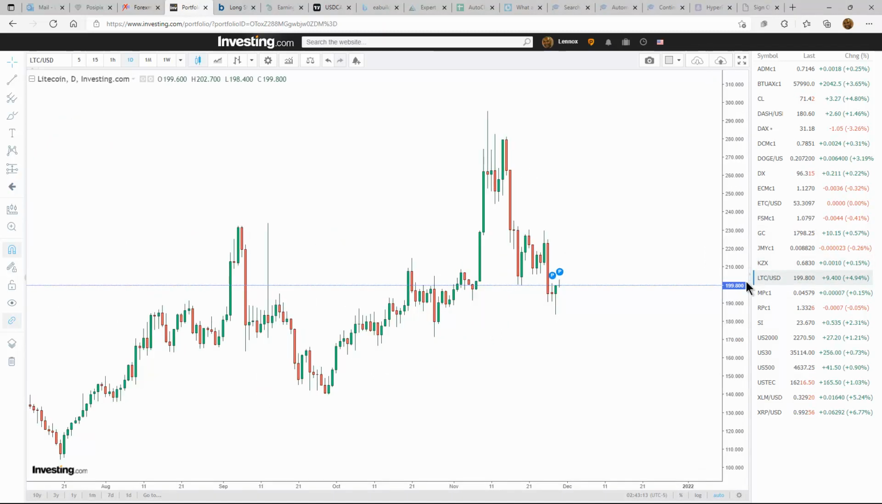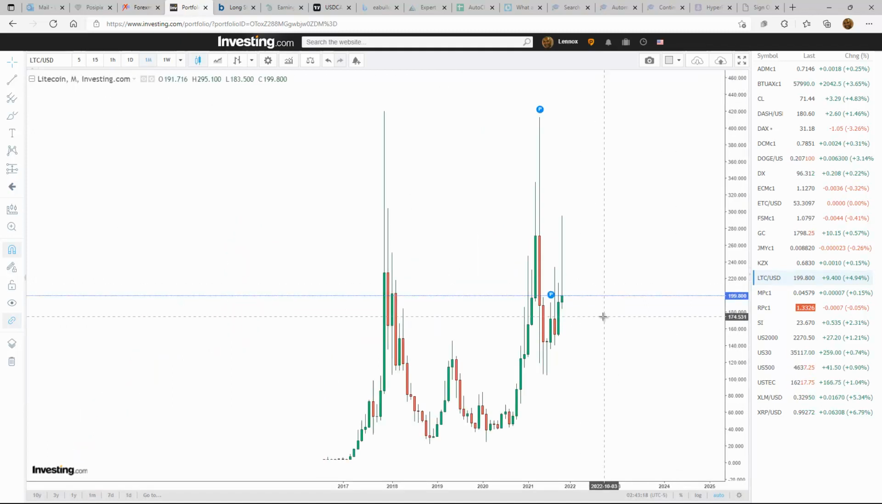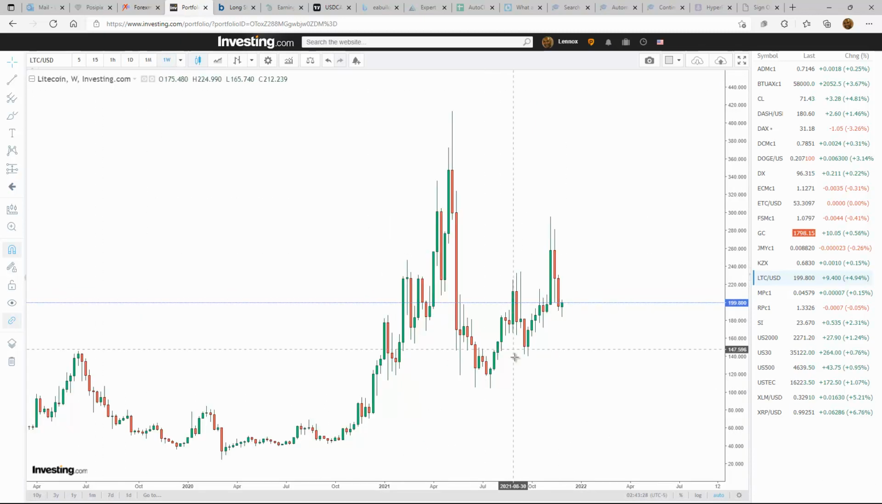Well, what's the price on Litecoin? Litecoin's pretty expensive. Well, not compared to Ethereum and Bitcoin, but pretty cheap overall. So monthly, very hard to tell what's going on there. Weekly, we pushed way up, came back down.